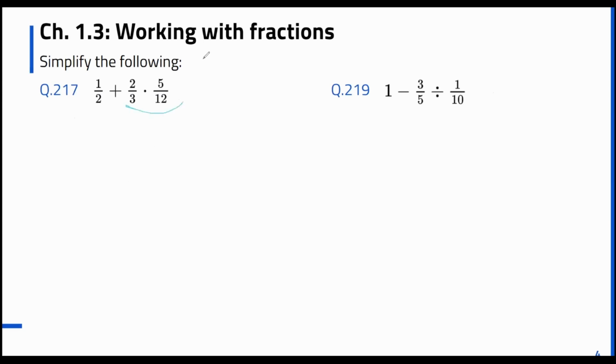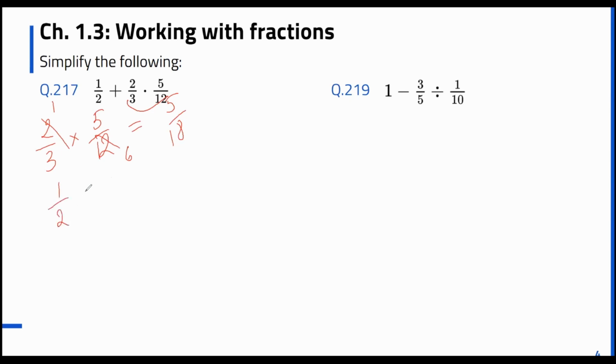We first pay attention to the order of what we do, and first we multiply. Here we have 2 over 3 multiplied by 5 over 12. We can see that we can divide 12 and 2, so here's 6, 5 over 18. If anyone has any questions, please type in the chat or unmute.